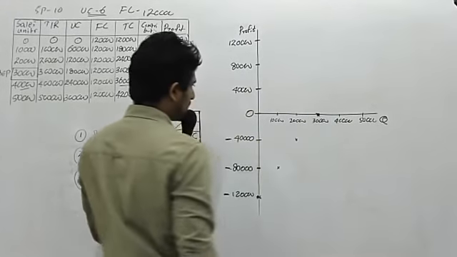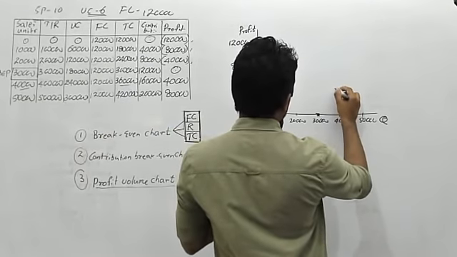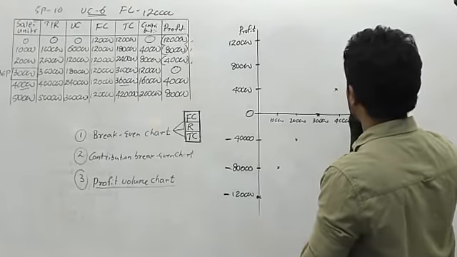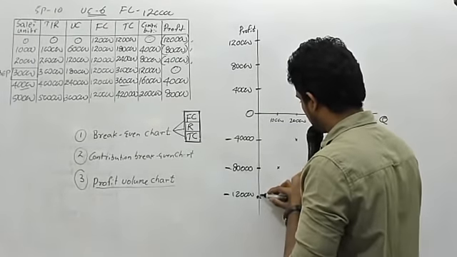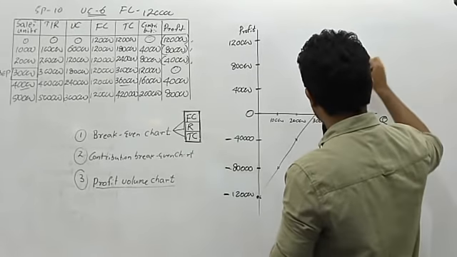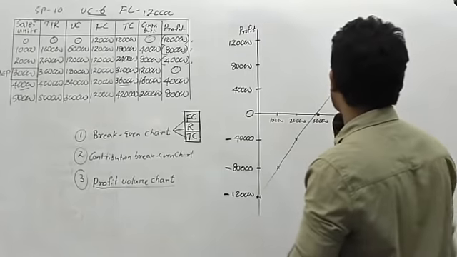At 30,000, neither loss nor profit. At the 40,000 level, it's here. The 50,000 level, it's here. This is the straight line. Profit diagram, profit curve, profit line.